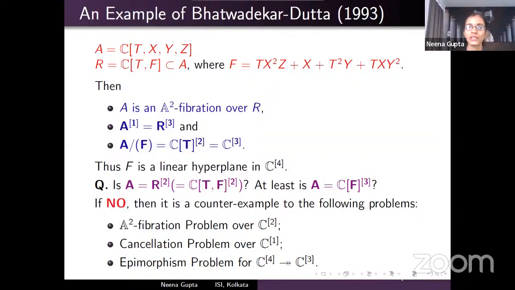So proving that given any polynomial, whether it defines a coordinate, that's a difficulty of this area.